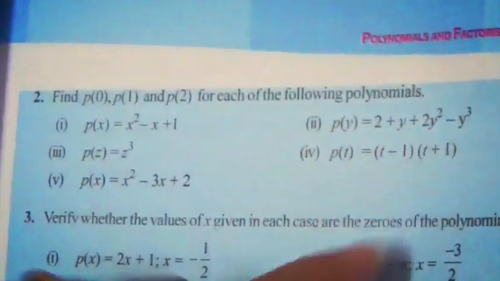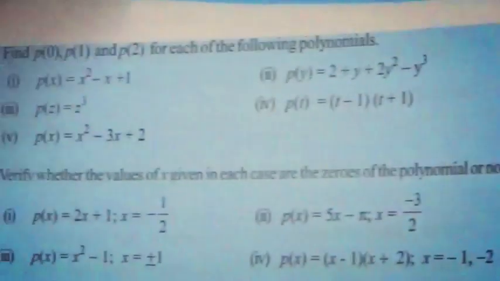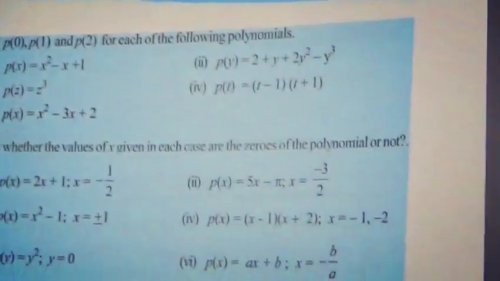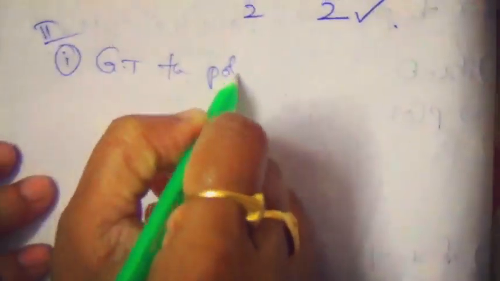Okay, now we entered into the second Roman. That is, find p of 0, p of 1, p of 2 for each of the following polynomials, just like this sum. So we have to do this one. Okay, I'll explain some sums and I'll give some homework for you. In the second Roman, first sum.